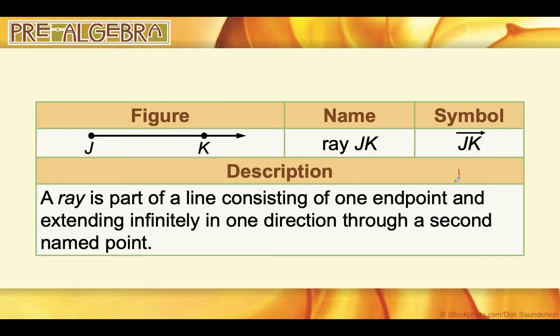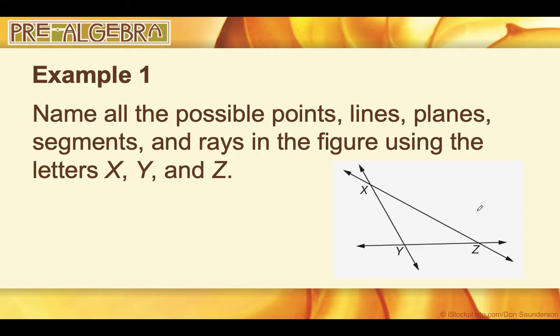I could not say that this is ray KJ. Why? Because the K point is going in the infinite direction. K is not the endpoint. So this will not work for a ray. It will work for a segment, it will work for a line, and it will work for a plane. You can rearrange the letters. We're going to look at an example here in just a second.